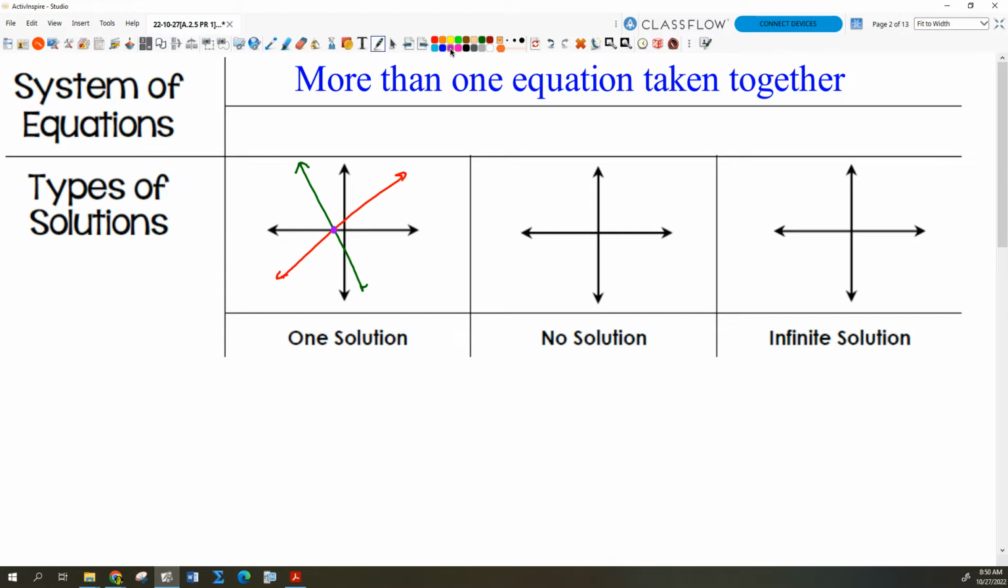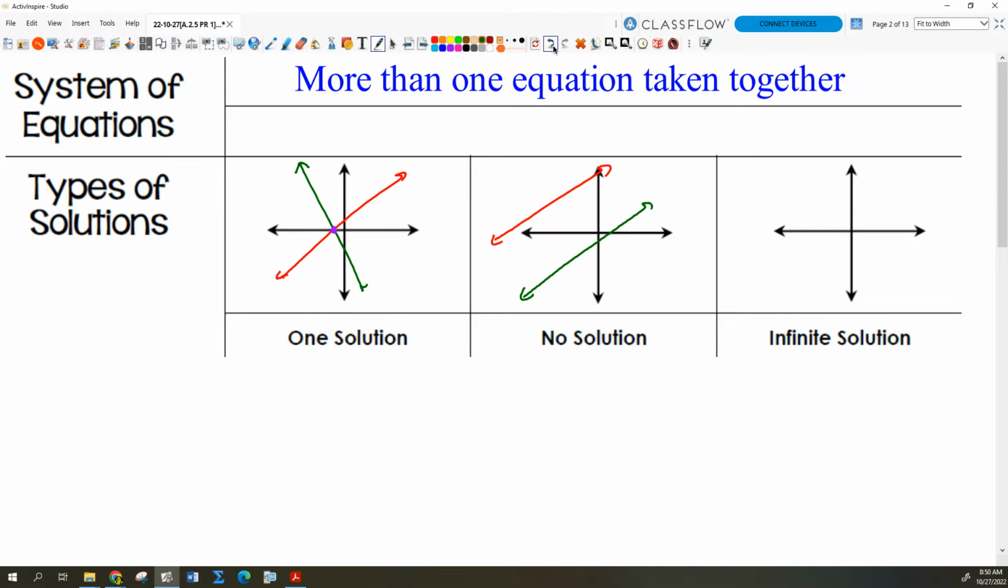Okay, that, right? That's the universal sign for parallel, right? So I get two parallel lines. Oops. Well, that doesn't look very parallel, does it? I gotta do better than that. Oh, there you go. Okay. Two parallel lines. How could I have an infinite number of solutions?